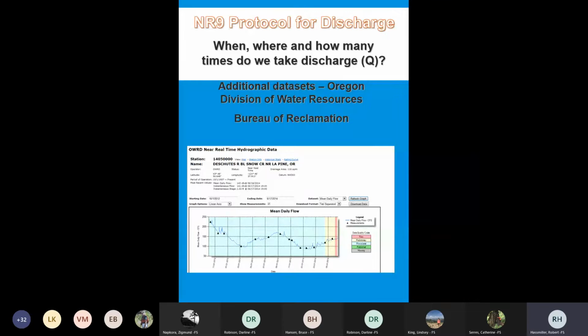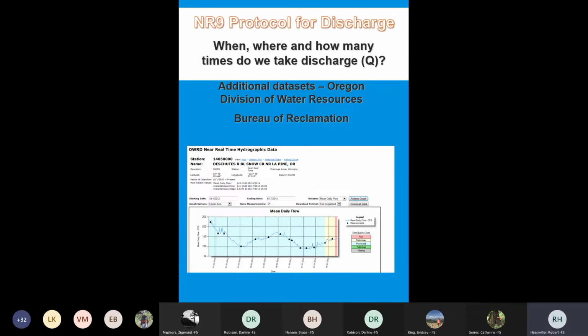And what we're pointing out in this slide is that there's other organizations that also collect water discharge data that could be used. Oregon Division of Water Resources, they have a website with a whole bunch of sites across Oregon that we could tap into. And so does the Bureau of Reclamation. They have some stream gauging sites that might happen to be on the reaches where we're collecting data. And so during level one, take a hard look and see if there's any information available to us.